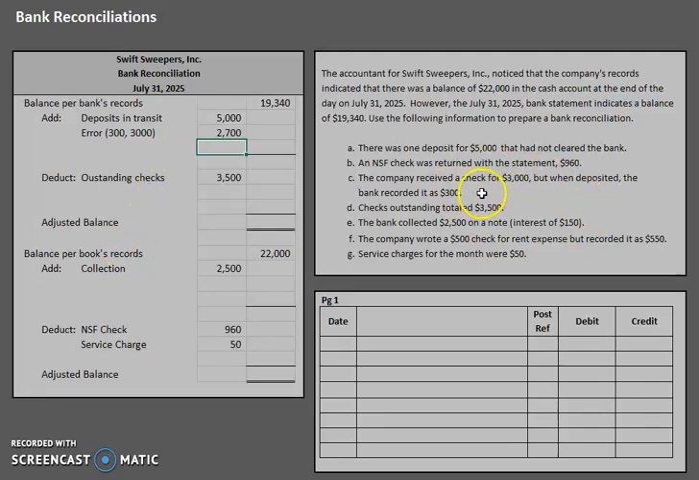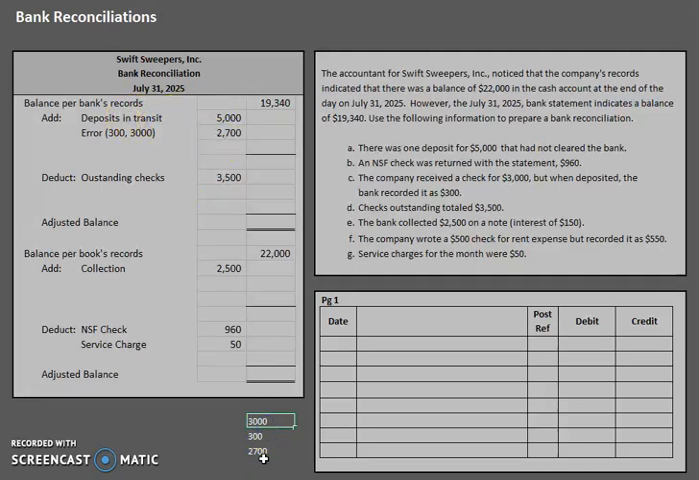So when we take a look at this error, notice that they were supposed to increase it by 3,000. So sometimes it helps to do these little notes. Supposed to increase it by 3,000. However, they only increased it by $300. So what do they have to do to fix it? They have to add in an additional $2,700. So that's how we know that that one was an add. So that's going to help you get to where you need to be.